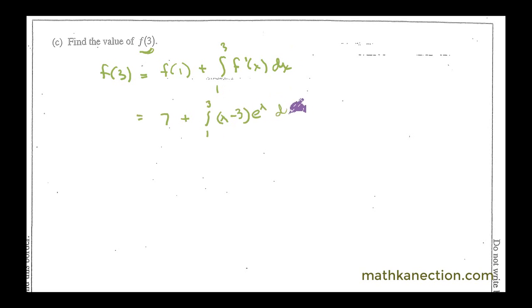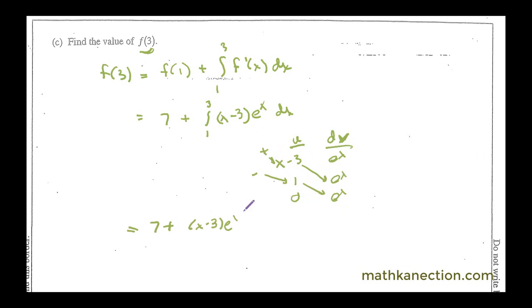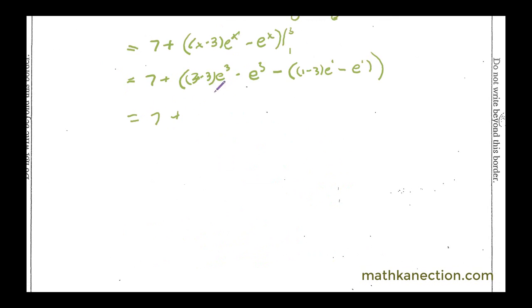So in part C, we need to figure out what is going to be the value of f of 3. And so f of 3 is going to be the initial condition f of 1 plus the antiderivative from 1 to 3 of f prime of x dx. So f of 1, the initial condition, was 7, anti-deriving the f prime. You can use by parts, but we'll set it up tabular, where u is equal to x minus 3 and dv is equal to e to the x. So we have 7 plus x minus 3 times e to the x minus e to the x from 1 to 3, and simplify to get 7 minus e to the third plus 3e.